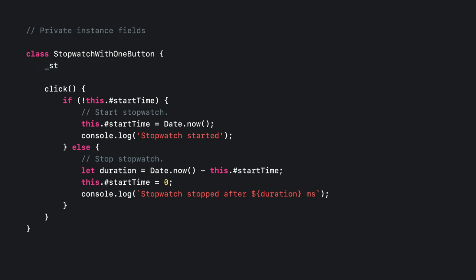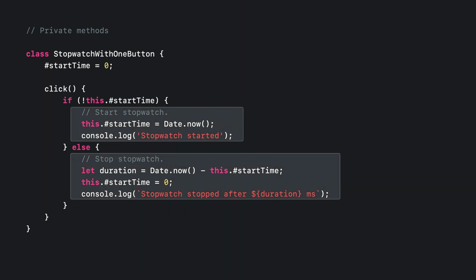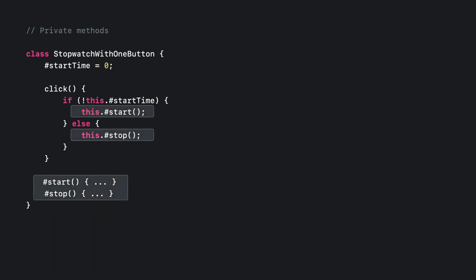The new private syntax can help fix this. Just replace the underscore with hash, and you can declare a real private instance field. The encapsulation is enforced by the language. There is also support for private methods. For example, to make the click method more structured, we can create two private methods, start and stop, to replace the highlighted content. Like this. By adding the hash prefix to methods, we make sure the member functions can only be accessed from inside of the class.